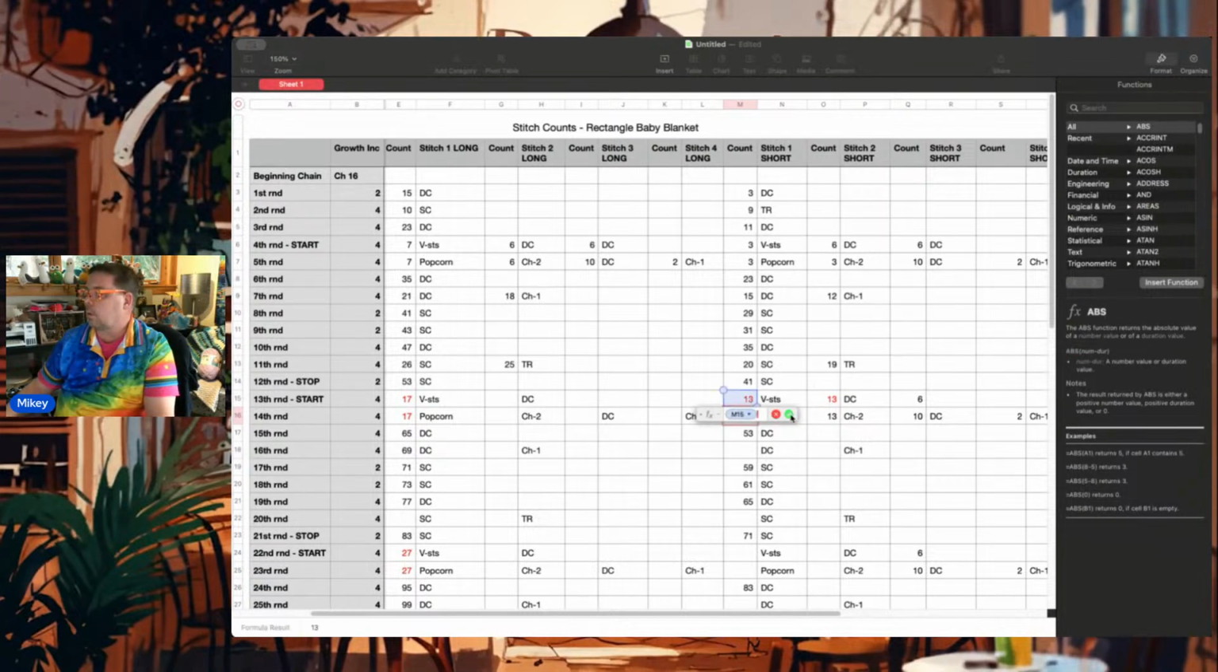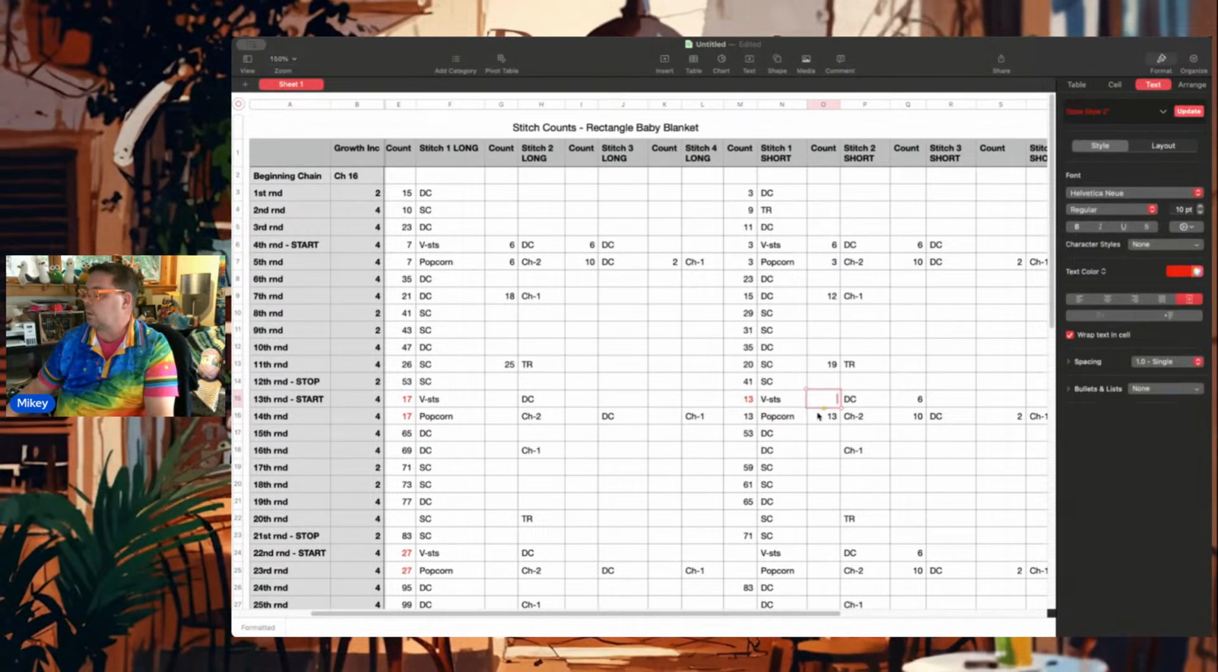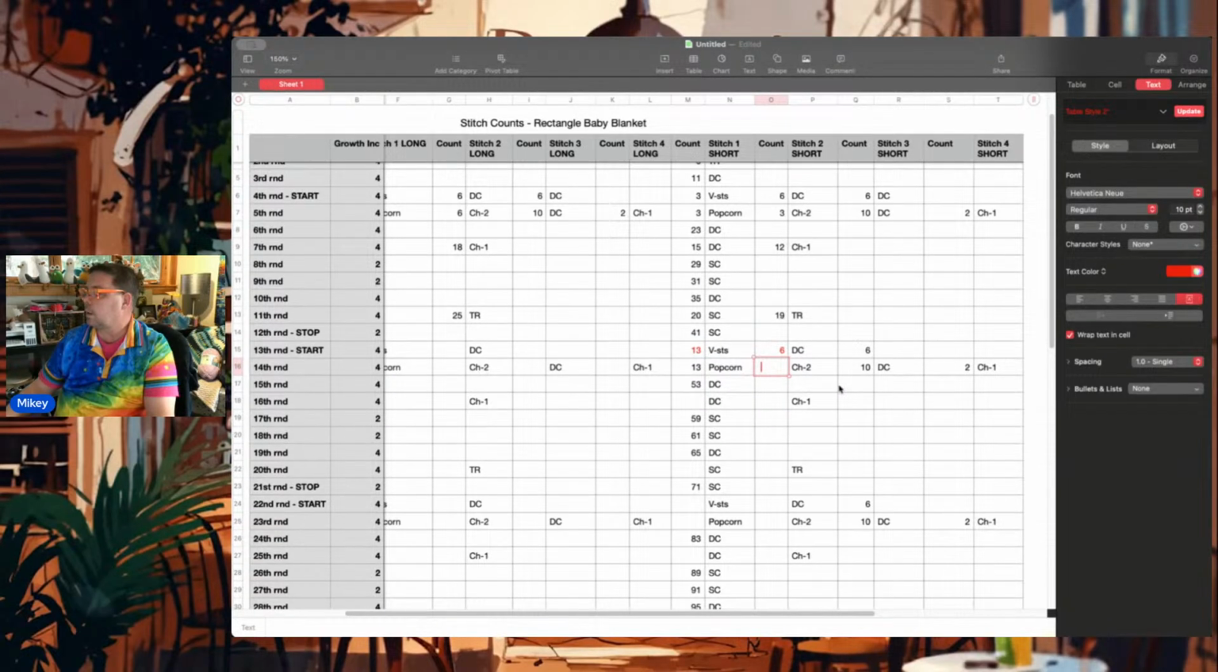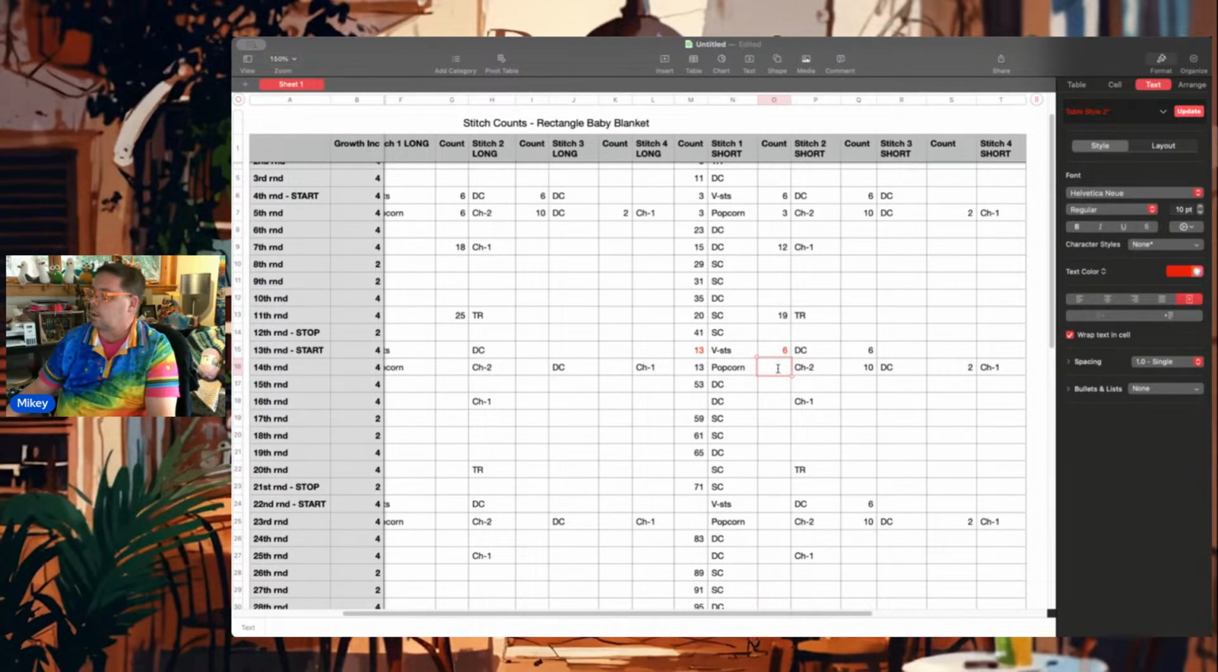What's this one? Okay, so there's 6 double crochet. There's a popcorn. There's always 2. 3, 4, 5, 6. There's 6 double crochet.